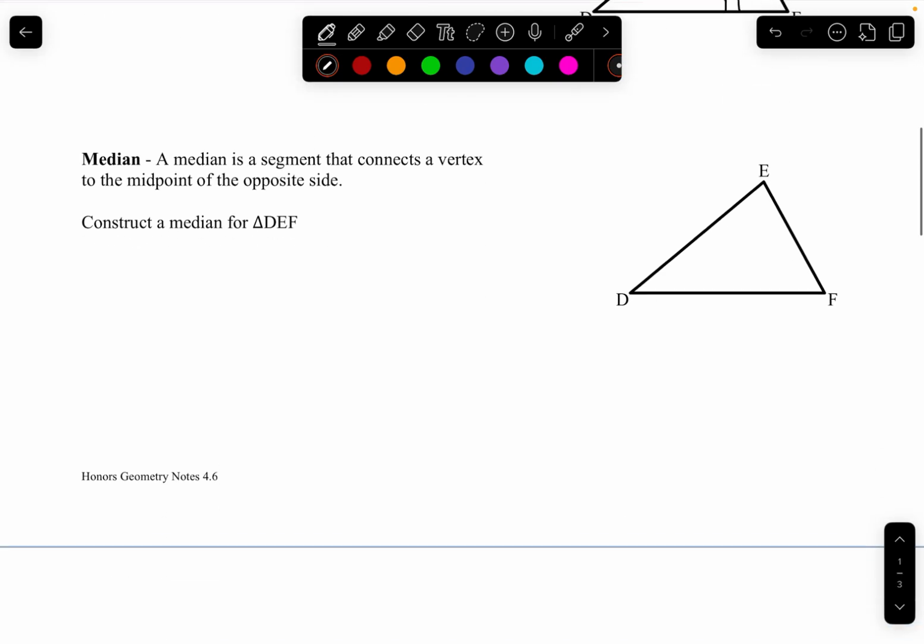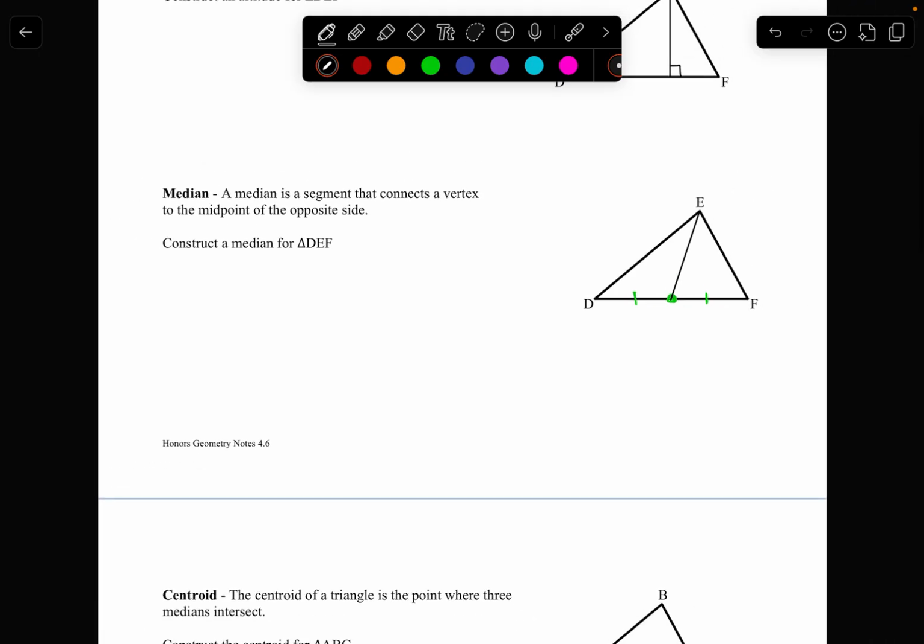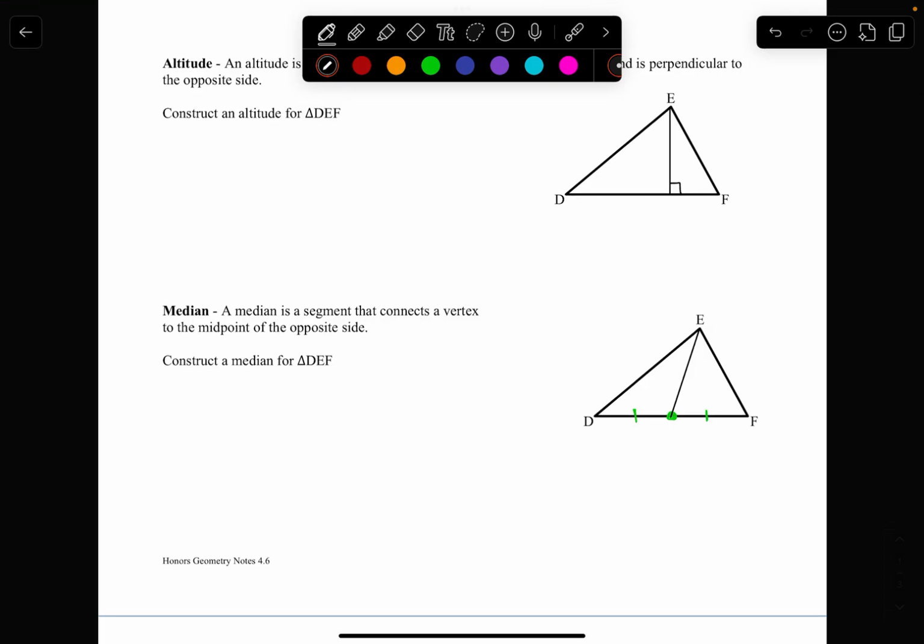A median, on the other hand, is a segment that connects a vertex to the midpoint of the opposite side. So if I were to look at this triangle, I would say that this point right here is the midpoint of DF. So the median that I draw is going to connect that midpoint to the vertex of the triangle from above, okay? Your median is not always perpendicular. Sometimes it will be. If we have an isosceles or an equilateral triangle, then the median will be perpendicular. However, in a lot of triangles, the median is not perpendicular. The altitude is always perpendicular.